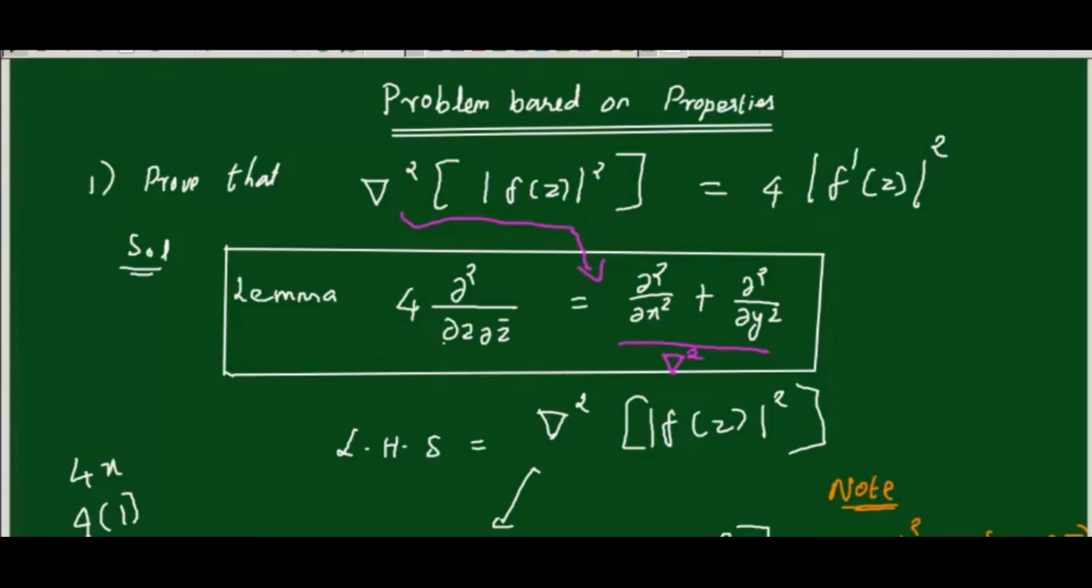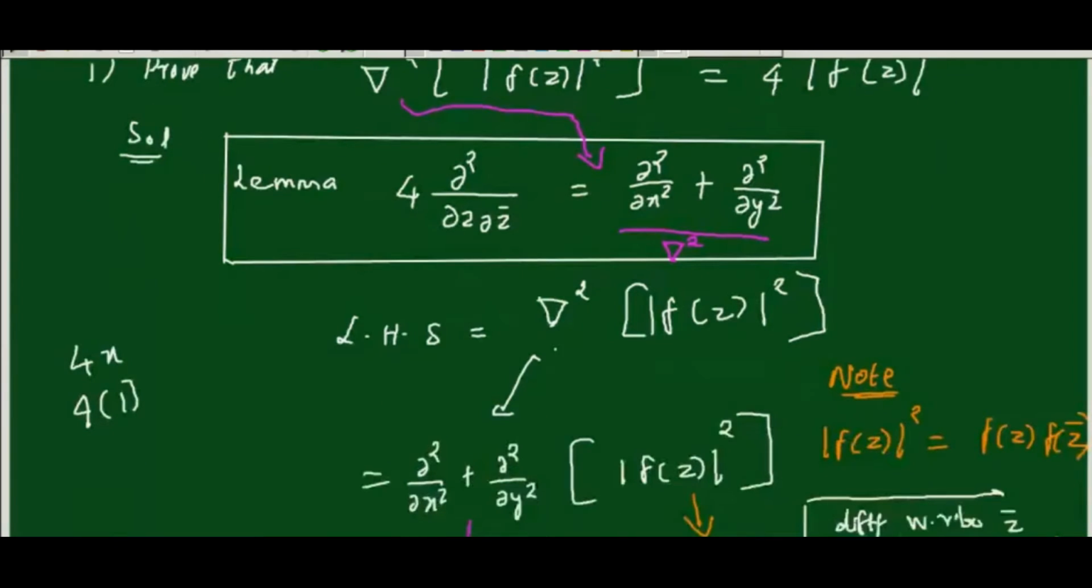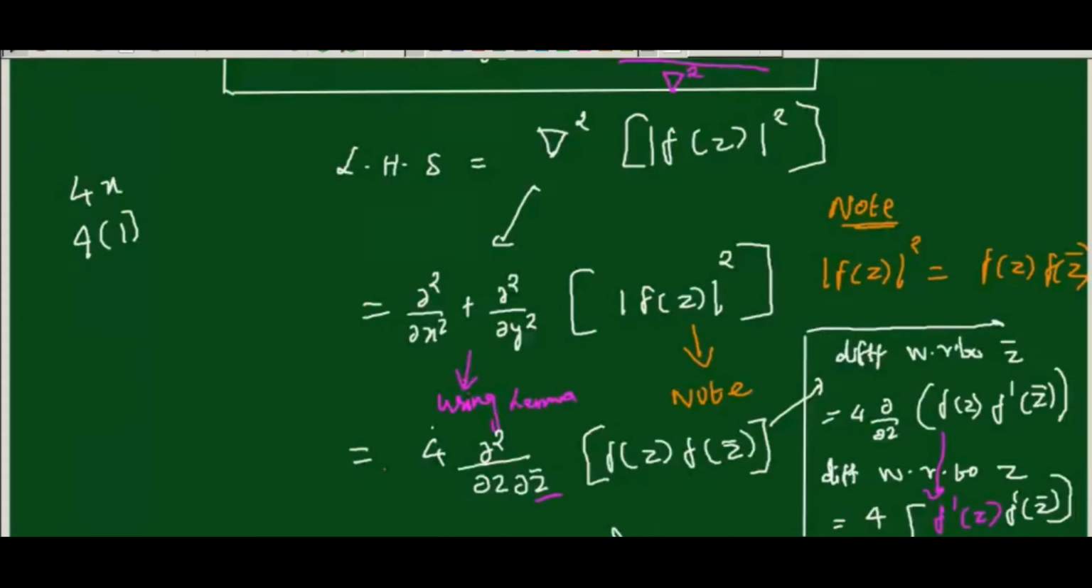Which is equal to 4 times dou square by dou z dou z bar. So del square is nothing but this, and for modulus of f of z the whole square, I'm going to apply the note, that is f of z into f of z bar. Using the lemma, 4 times dou square by dou z dou z bar, and using that note, f of z into f of z bar.